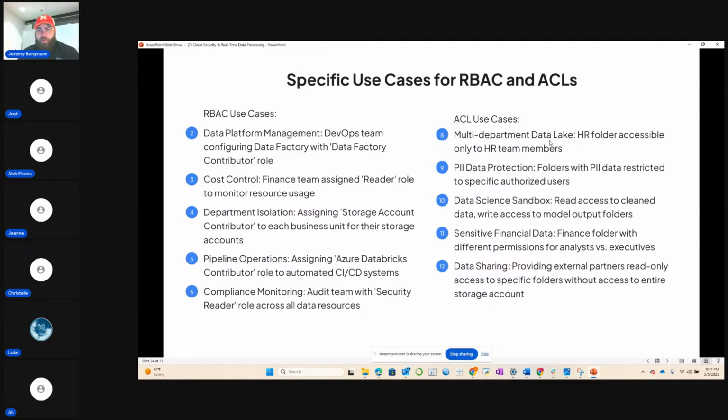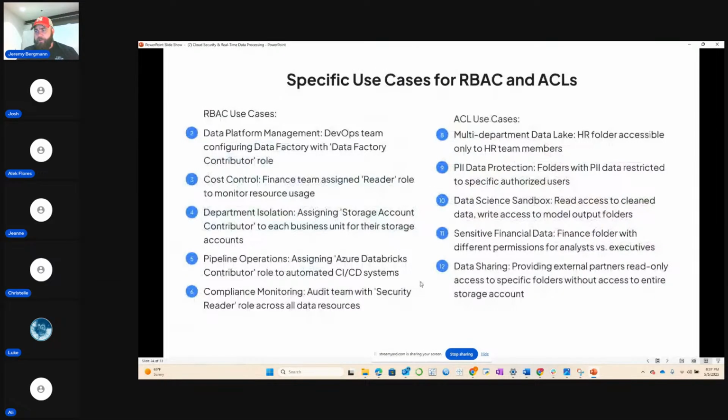So ACL use cases might be a data lake, multi-department data lakes where you want just a department to be able to access those files. Personally identifiable information data protection, so only certain users, say within a hospital, can see the actual patient record and patient-specific identifiable information. Maybe you have a sandbox environment where you just want the data scientists to access certain things and not have access to systems or applications. That might be a reason. Financial data is usually the most sensitive. You don't necessarily want to share it across the organization. And then the ability to data share.